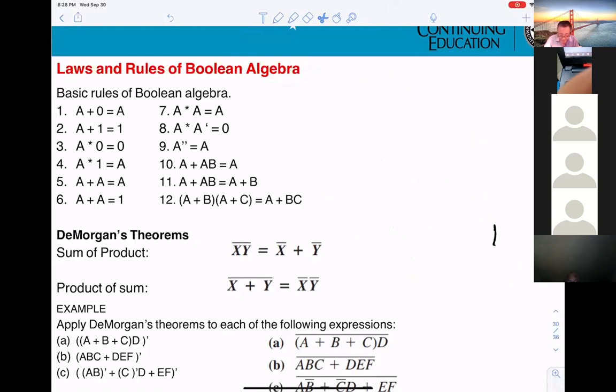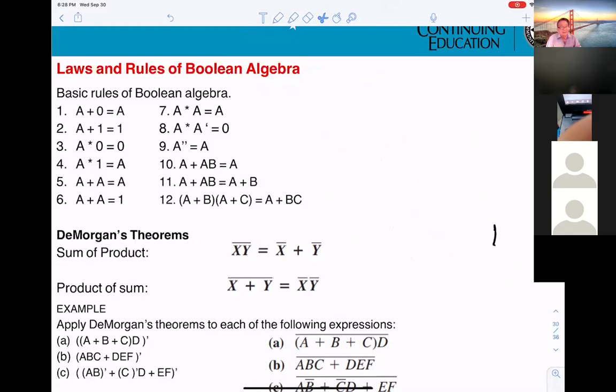Okay, A times 0, easy one. Any time 0 has to be 0. A adding A, you cannot tell me 2A, okay? We don't have number 2. You're on number 4, Mr. Bam? We're on number 5.